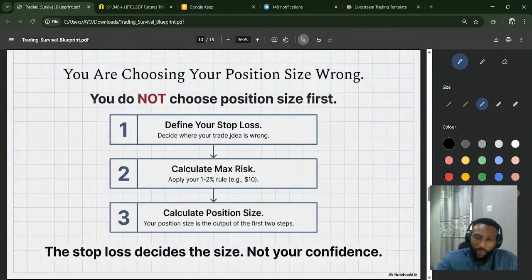Define your stop loss. Decide where your trade idea is wrong. Then calculate the maximum risk. Apply the 1 to 2% rule that we spoke about.